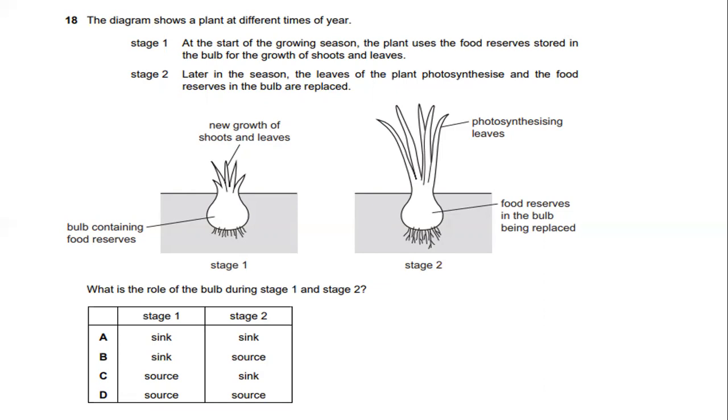Stage 1, new growth of shoot and leaf. Bulb containing food reserve. So stage 1 is a source, and stage 2 is a sink, where the process of photosynthesis comes up with producing leaf and the food reserve in the bulb being replaced.